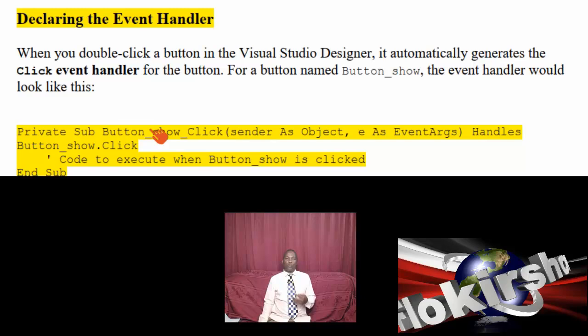slight difference from what we used to have in Visual Studio 6. We used to have this Private Sub button_show, so it would have stopped here, and then we have some brackets. But you can see in Visual Basic .NET, we have this other stuff, which is within the brackets: sender As Object and e As EventArgs.